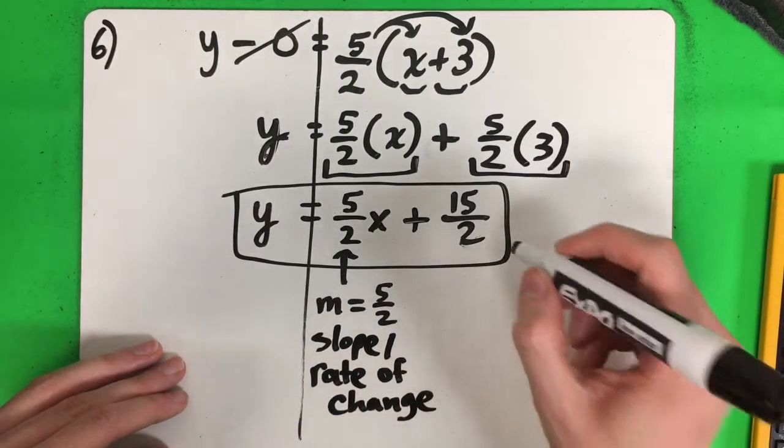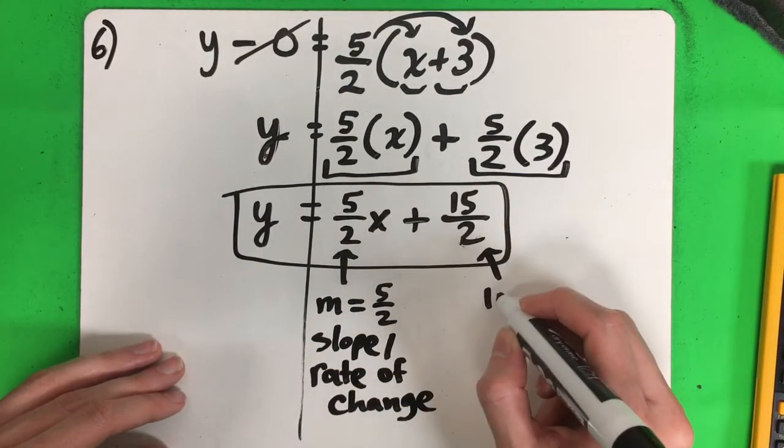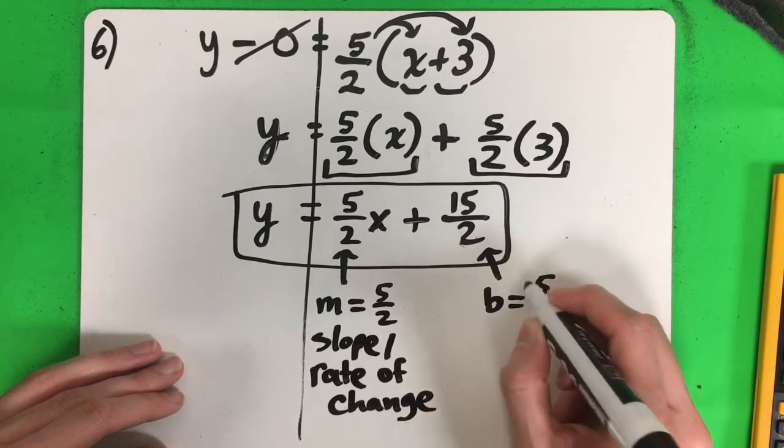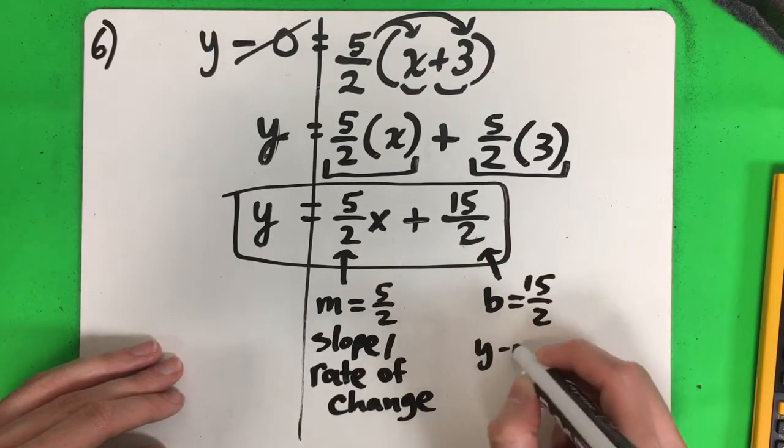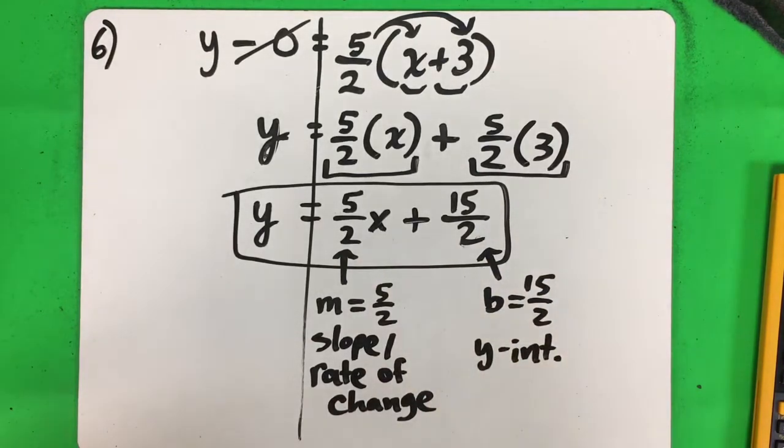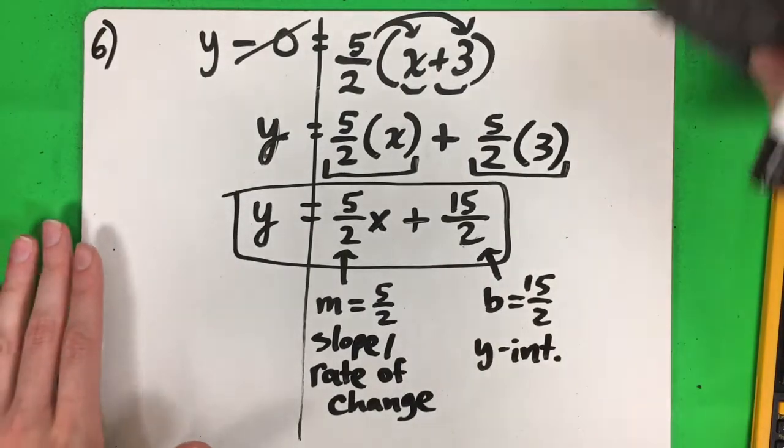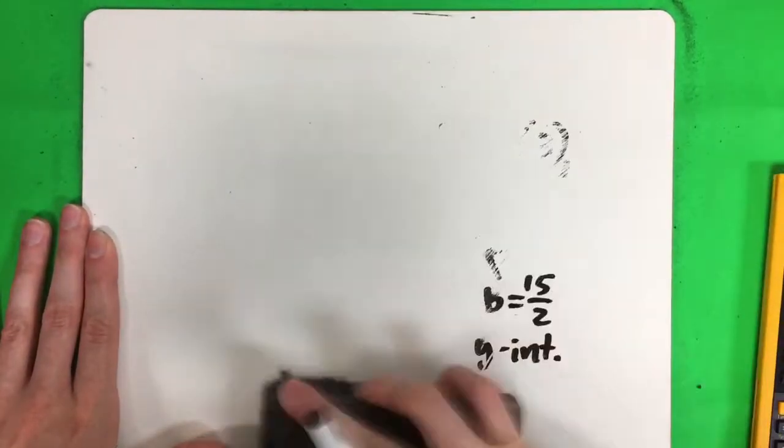And the y-intercept is 15 halves. So b equals 15 halves. That's the y-intercept. Okay, let's go ahead and do number 7.